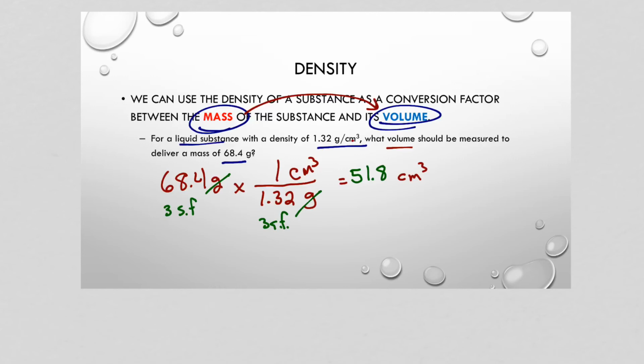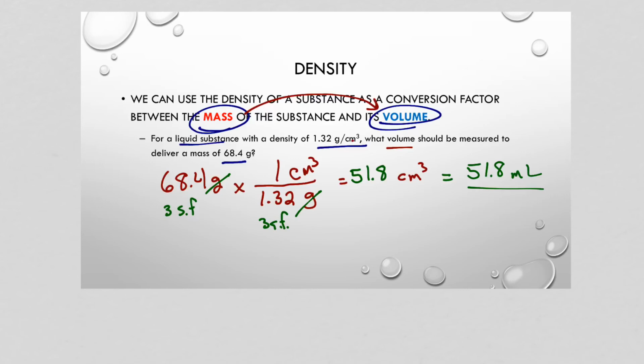Now, so 51.8 cubic centimeters is going to be my final answer. Now, this would also, remember, be equal to 51.8 milliliters if we wanted to express it in milliliters. So, remembering that 1 cubic centimeter, 1 milliliter, same thing.